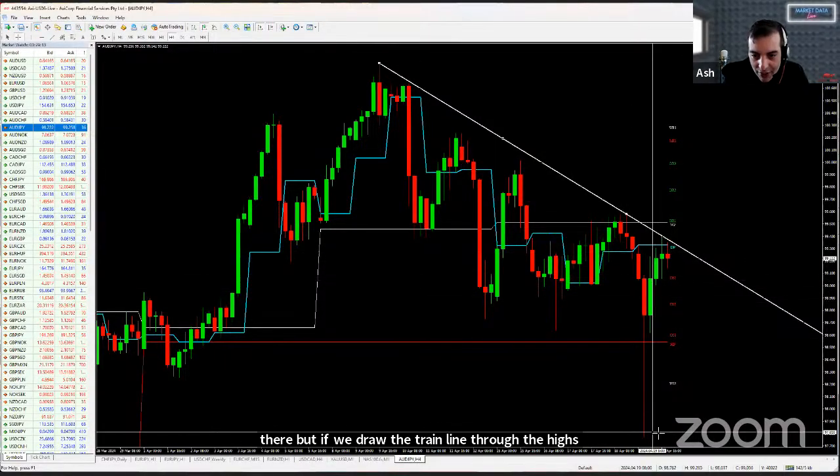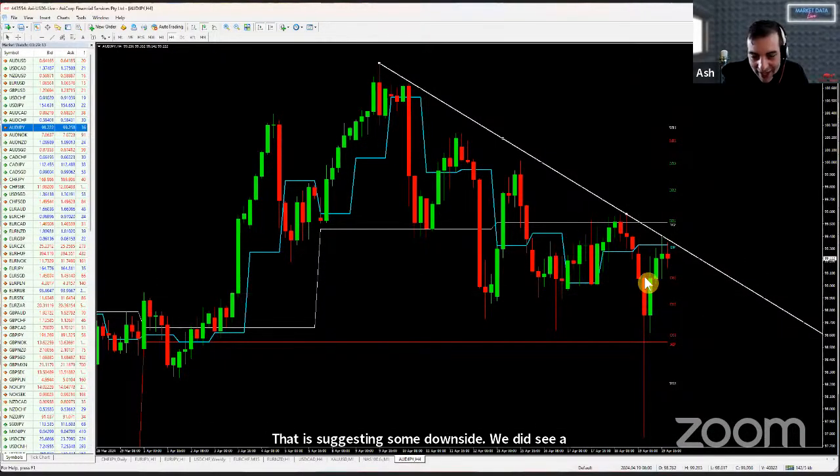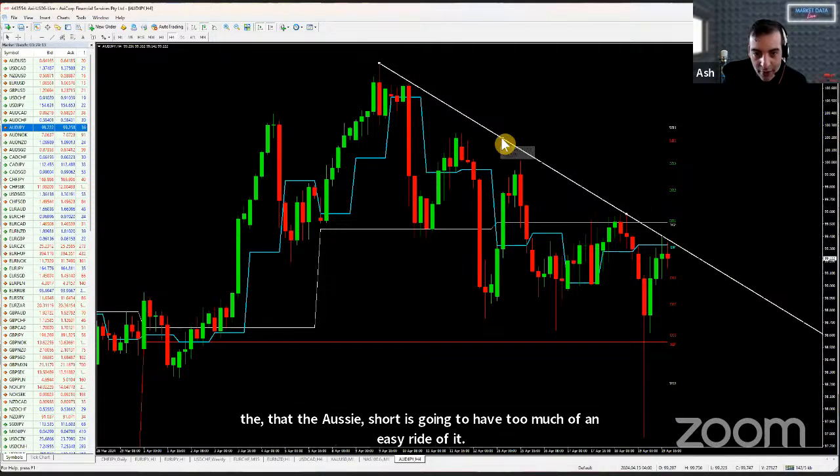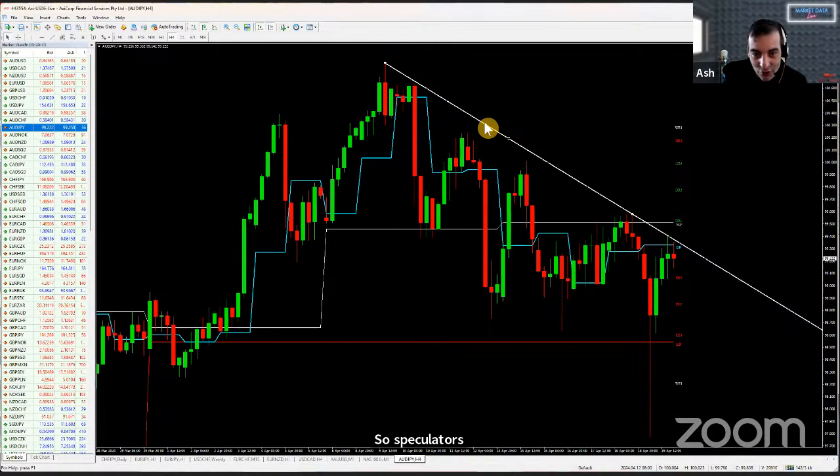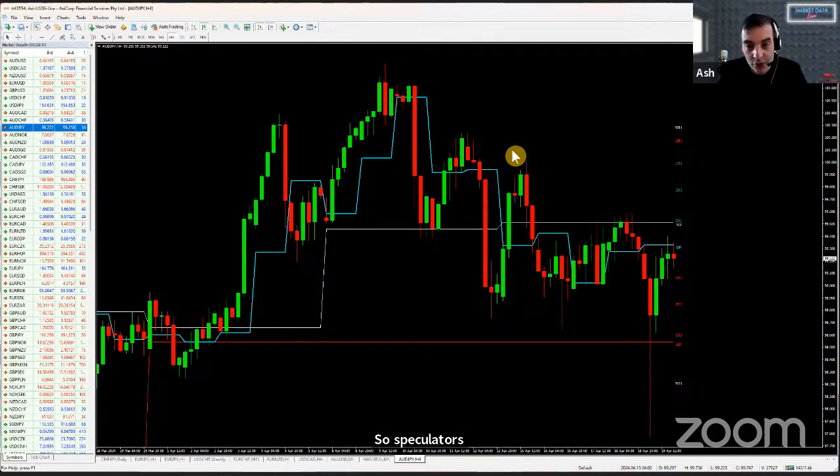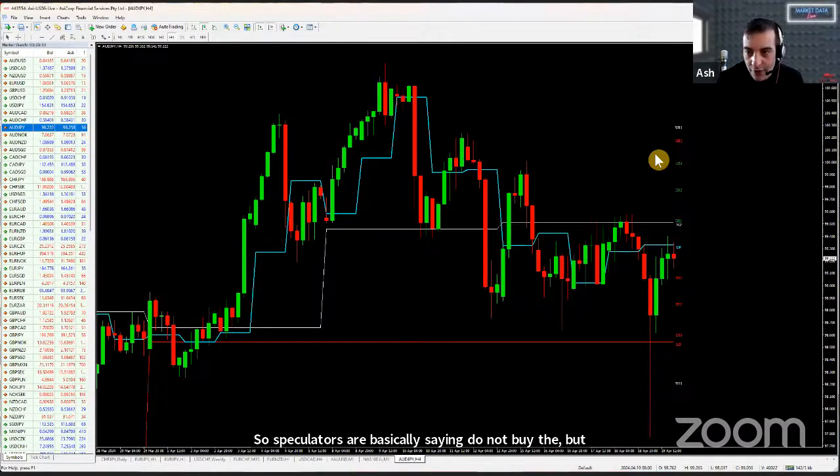We did see a big spike down. But again, this spike down and a huge buying back up again, that's not suggestive that the Aussie yen short is going to have too much of an easy ride of it. So speculators are basically saying do not buy the yen, but they're also saying do not buy the Aussie either. So that could be something that we need to look out for.